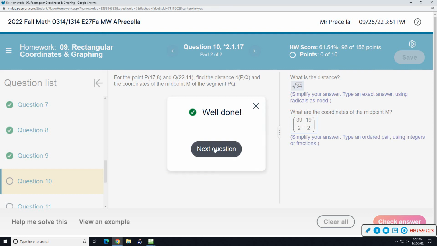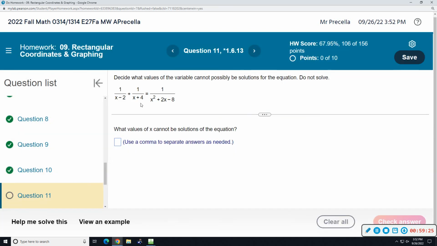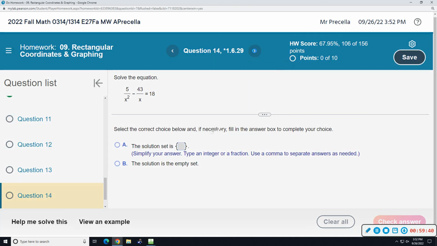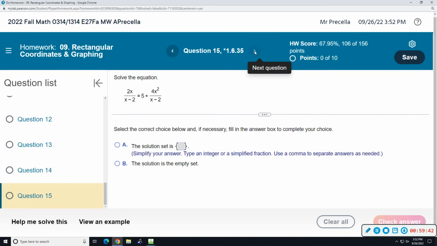And starting at number 11, it's old material. Oh, I remember that. I remember almost that exact same problem. So 11 through 15, it's just old material to try to make sure you don't forget the stuff. Looks like it was stuff from rational equations. So, any questions there?